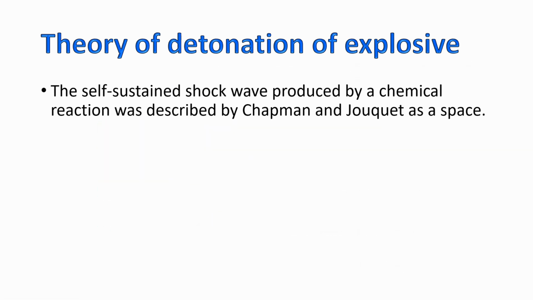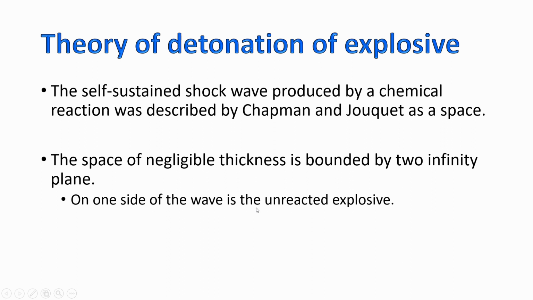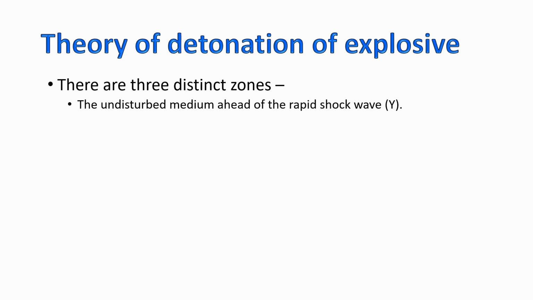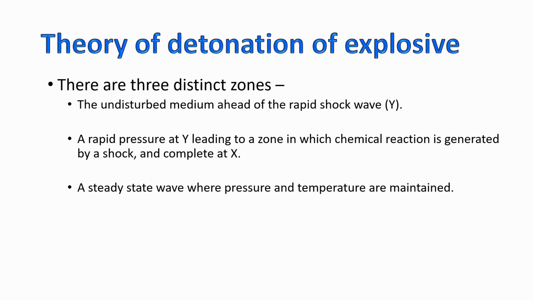So the self-sustained shock wave produced by chemical reaction is described by the CJ plane, the Chapman-Jouguet plane. The plane is of negligible thickness, bounded by two infinite planes. On one side of the wave is the unreacted explosive, on the other the exploded gases. There are three distinct zones: the undisturbed medium ahead of the rapid shock wave, a rapid shock wave at Y leading to a zone in which the chemical reaction is generated by the shock and complete at X, that is the CJ plane. A steady state wave where pressure and temperature are maintained.